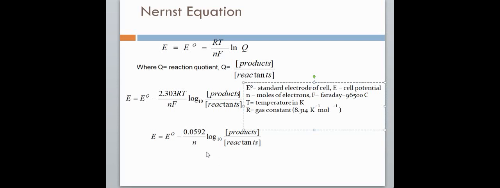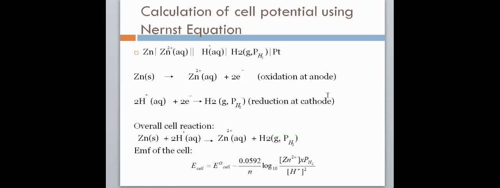So will I be able to calculate cell potential using the Nernst equation? Definitely yes. That's why we are studying this equation. Now, how do I calculate cell potential using the Nernst equation? Let's take an example of a cell formulation, a cell like this with Zn, Zn2 plus at the anode and H plus, hydrogen with platinum. Because hydrogen is in gaseous form, we need a reference electrode. That's why we need a solid substance like platinum or some other metal.